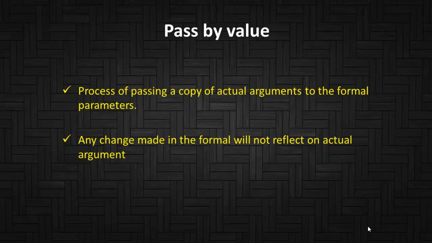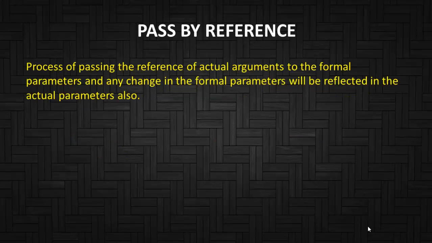Pass by value. The process of passing a copy of actual arguments to the formal parameters. Any change made in the formal parameters will not reflect on the actual arguments. Pass by reference. The process of passing the reference of actual arguments to the formal parameters, and any change in the formal parameters will be reflected in the actual parameters also.